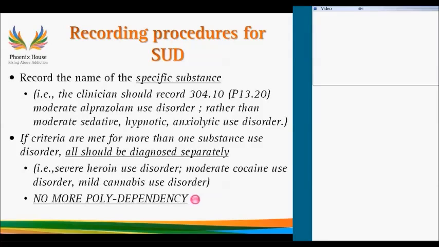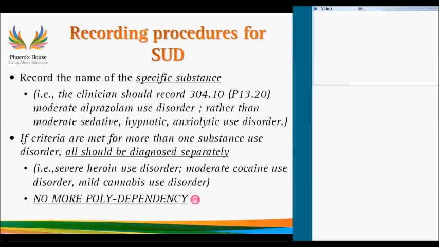So getting back to how we diagnose this, a clinician would diagnose moderate alprazolam use disorder rather than moderate sedative hypnotic use disorder. So here you would communicate very specifically mild, moderate, severe, and you would communicate very specifically the drug of choice. Alprazolam, as many of you know, is Xanax, and can have a very different symptom profile than things like Valium, even though it's in the same drug class. So that's how specific the DSM-5 is asking you to be.